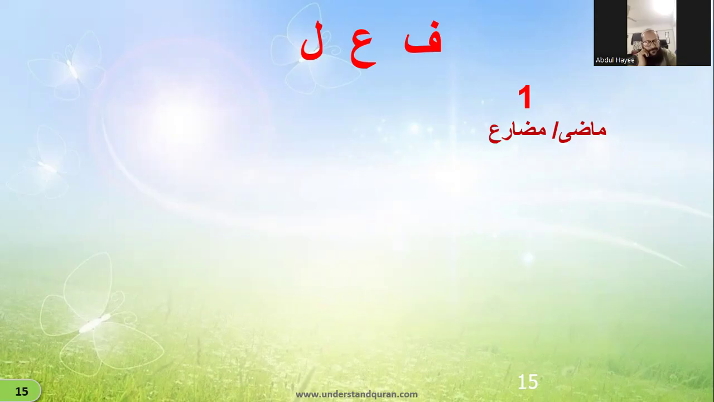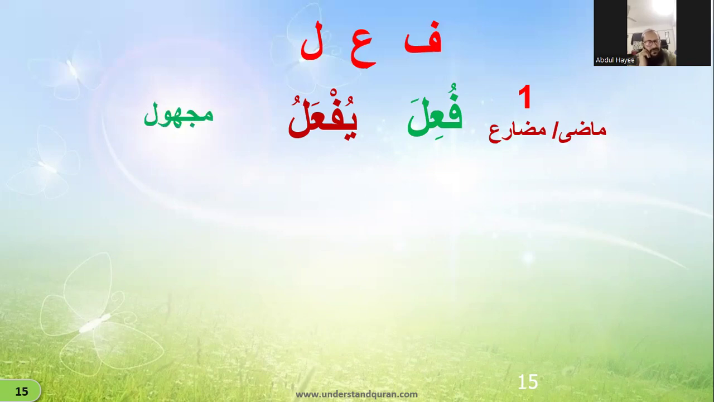Mudare, fa and kalma. If the fa has the dhamma, it may be a mazi form, fu'ila. It may have maful. It may have the mudare, yuf'alu. And these two forms are called the majhul: fu'ila, yuf'alu. There is a verb called yu'allimu.